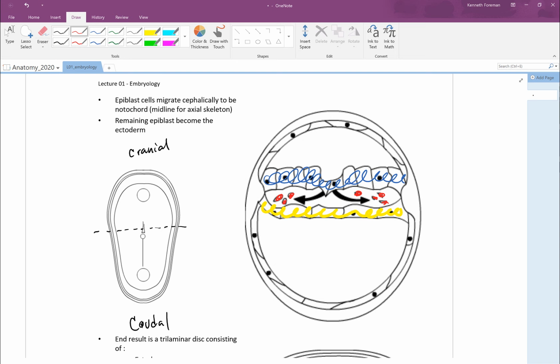Now, I've just simplified things by not drawing the blue around the amniotic cavity or the yellow around the yolk sac, just for simplicity's sake. This just basically is to show you the three layers, 1, 2, and 3 that happen. Now, as those epiblasts migrated into the primitive streak, right here we have that primitive streak. That primitive streak is where all of those cells migrated in.